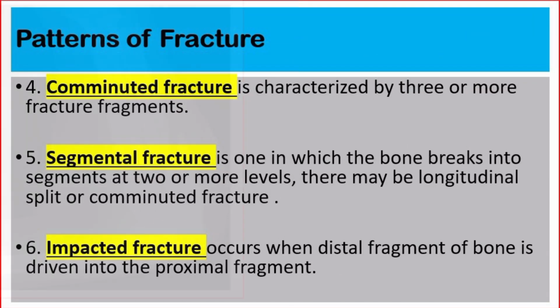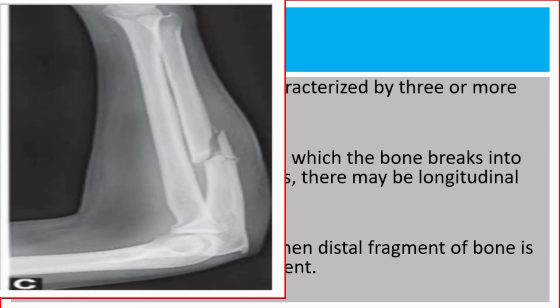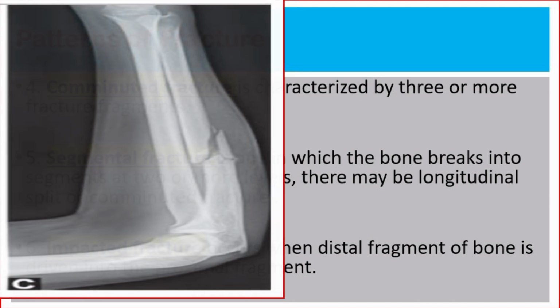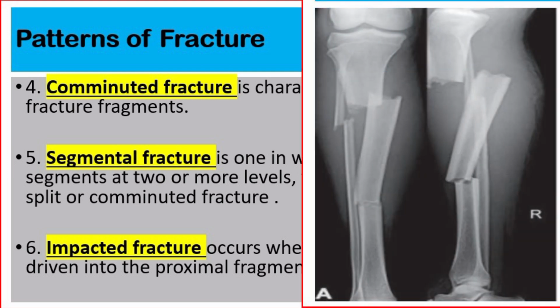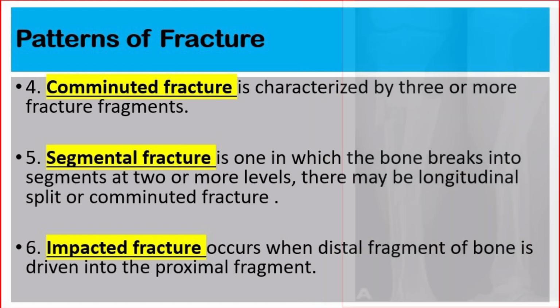Number 4. Comminuted fracture is characterized by 3 or more fracture fragments. Number 5. Segmental fracture is one in which the bone breaks into segments at 2 or more levels. There may be longitudinal split or comminuted fracture.